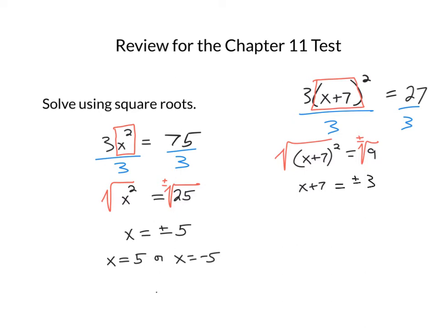All right, now to finish this problem, I need to subtract 7 from both sides. When I do that, I like to write the number that is here first so that the plus or minus goes in the middle. So in order to make that happen, I'm going to write the minus 7 and then the plus or minus 3. So to finish it, I would say x equals negative 7 plus 3, which is negative 4, or negative 7 minus 3, which is negative 10.